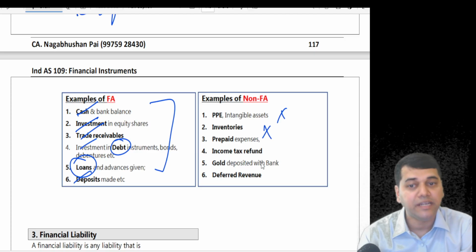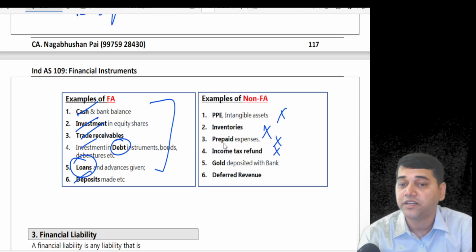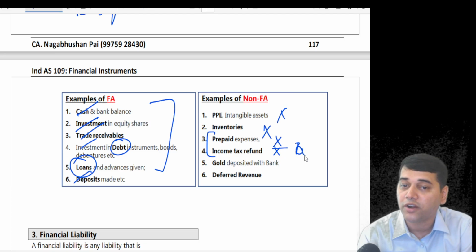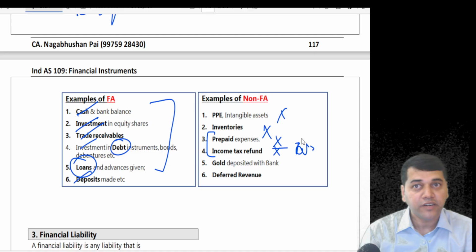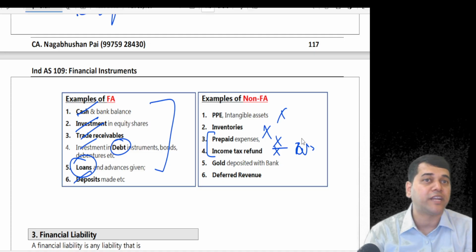PPE, inventory, prepaid expense, income tax refund. Why? Because you don't have any contract here. No contract in income tax refund. Income tax refund is a fixed amount of cash you're going to get, but it is not contractual, right?